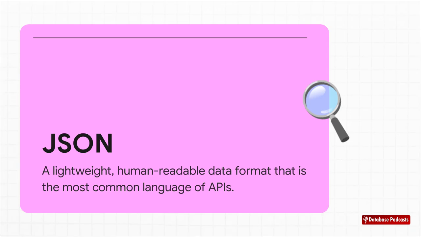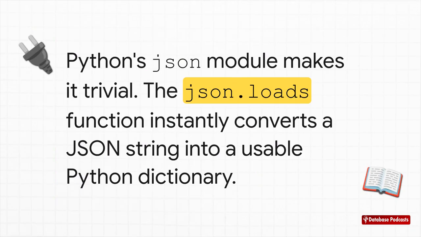What's so great about JSON is that it's just plain text, it's really easy for humans to read, and, this is the best part, it maps almost perfectly to a Python dictionary. That makes working with it an absolute breeze. I mean, just look how simple Python makes this. The API sends you a string of JSON text, and one single function call, json.loads, instantly converts it into a Python dictionary that you can start using right away. It's just so clean and efficient.